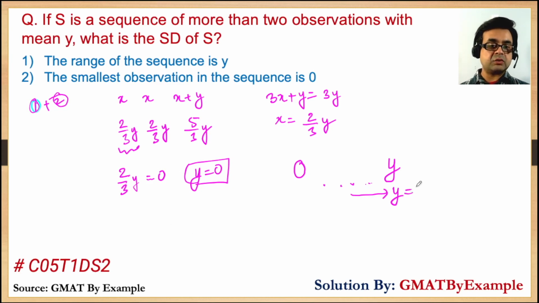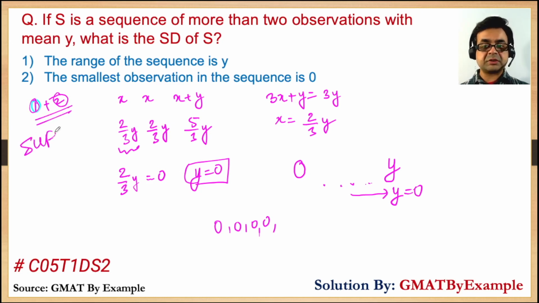Hence, y equals 0. If all the numbers in the sequence are 0, which means all the numbers are the same, the standard deviation is going to be 0 because there is no deviation in the numbers. Hence, statements 1 and 2 combined are sufficient to answer this question.